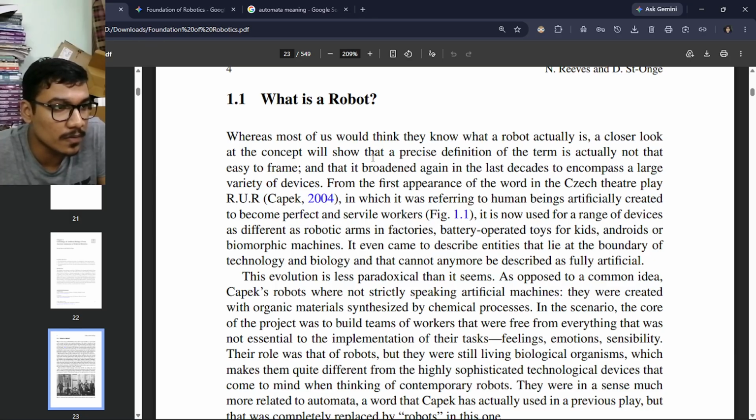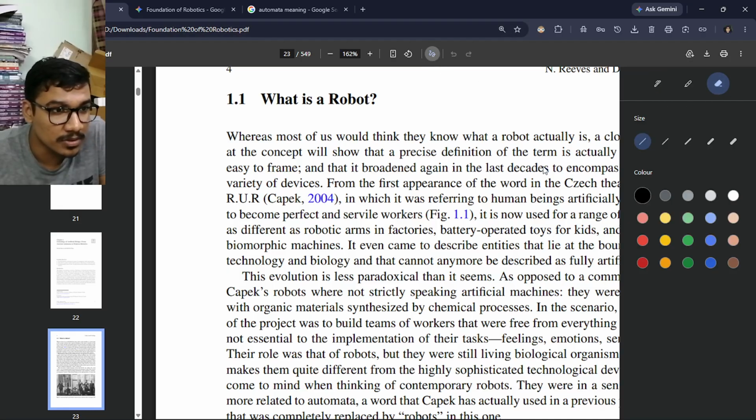A closer look at the concept shows that a precise definition is not easy to frame, and that it has been broadened again in the last decade to encompass a large variety of devices. From the first appearance of the word in the, how do you pronounce this, theater play in which it was referring to human beings artificially created to become perfect cerebral workers. Okay, I'm just gonna highlight that.